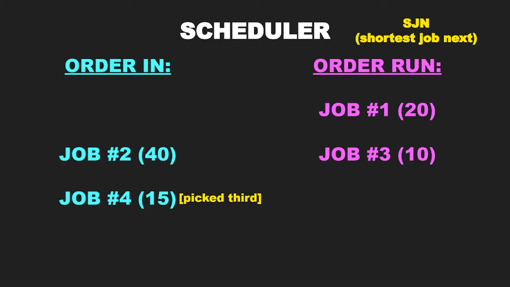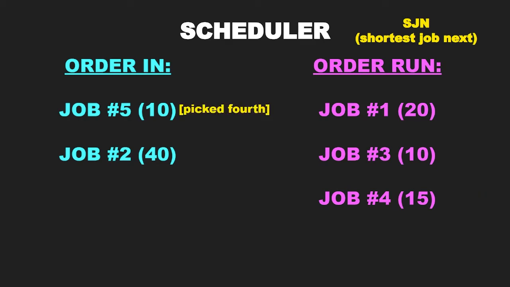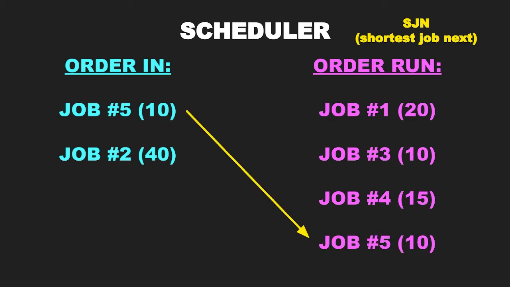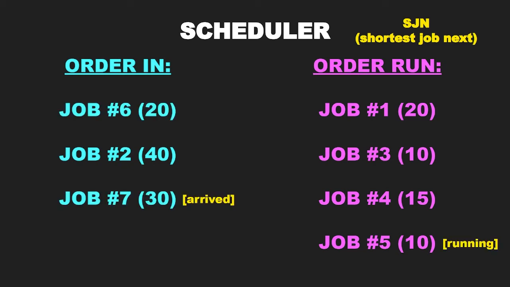Then when that's done, it picks the next job that's the shortest available, which is job number 4. It starts to run job number 4, and while that is running, job number 5, which is of length 10, arrives. So when job number 4 is done, it picks the shortest one available again, which is job number 5 of length 10. Runs job number 5. While that's running, job number 6, 7, and 8 all come in. These are all also shorter than 40.